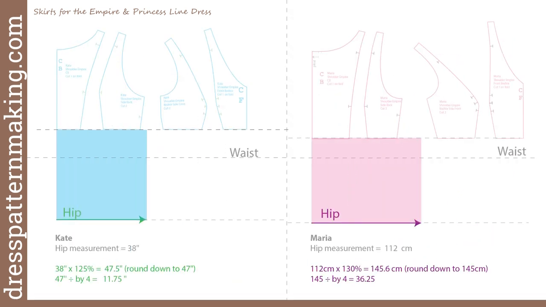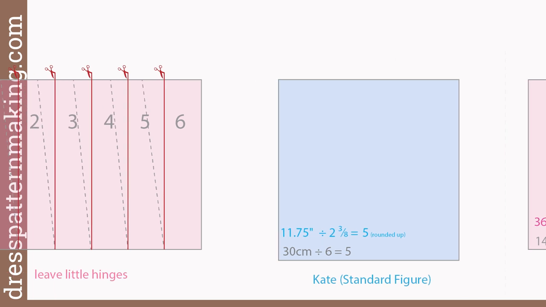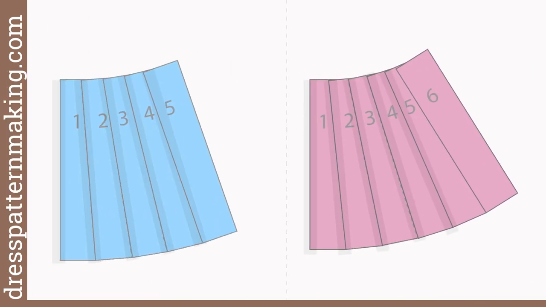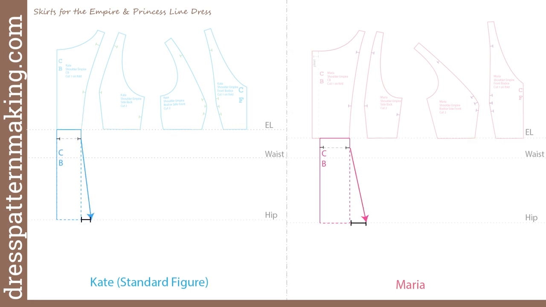Okay, so now when we drafted the A-line skirt, we started with the rectangle that was the hip width. And by that I mean the hip with the added ease amount. That was 125% of the hip measurement for Kate and 130% of the hip measurement for me. So we cut up that rectangle and reduced the top of the rectangle to match the Empire line measurement. This time for the panel skirt, we're going to do it the other way around.